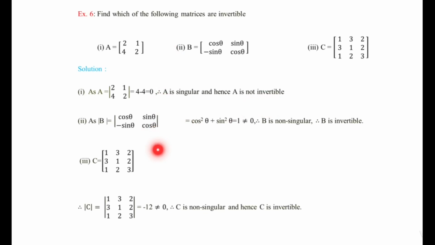In the second, when we find the determinant of B, we get 1, which is not equal to 0. So B is non-singular. So B is invertible. That means you can find the inverse of matrix B. For matrix C, if we calculate the determinant, we get -12, which is not equal to 0. That means C is non-singular. Hence C is invertible. That means you can find the inverse of matrix C.